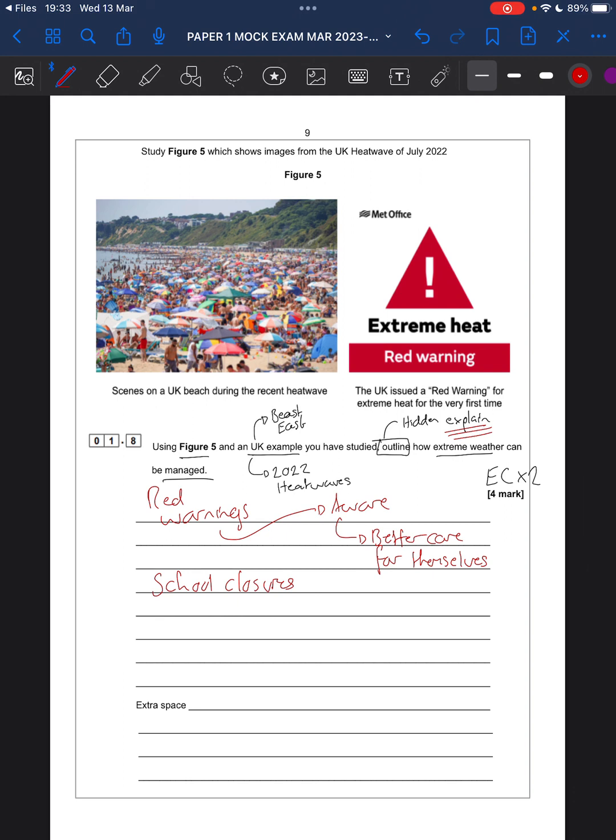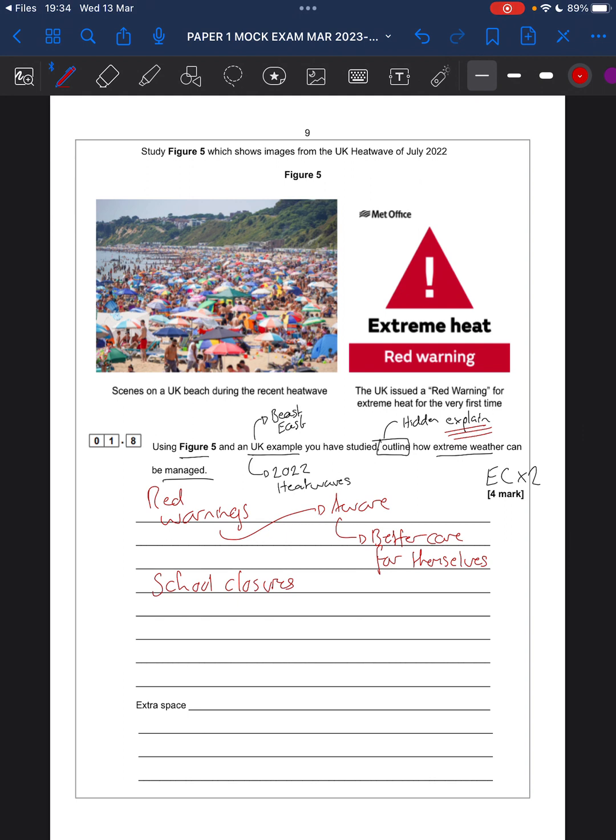Another way extreme weather can be managed is schools can be closed. This means that students are kept safe from illnesses such as heat stroke, easing the pressure on the healthcare service. So have a think about that. But EC times 2 there.